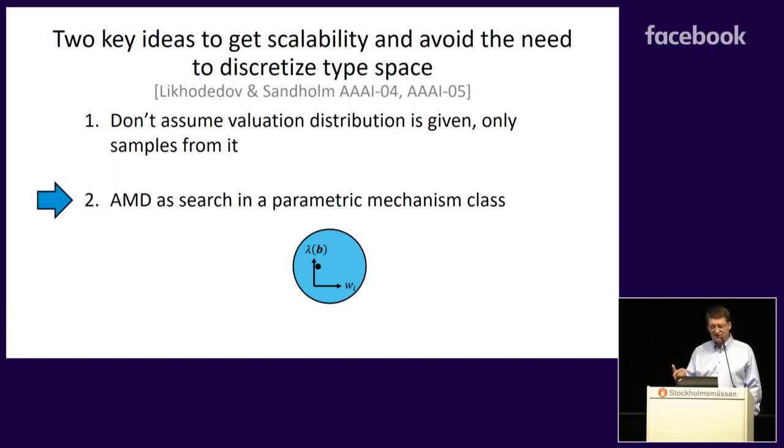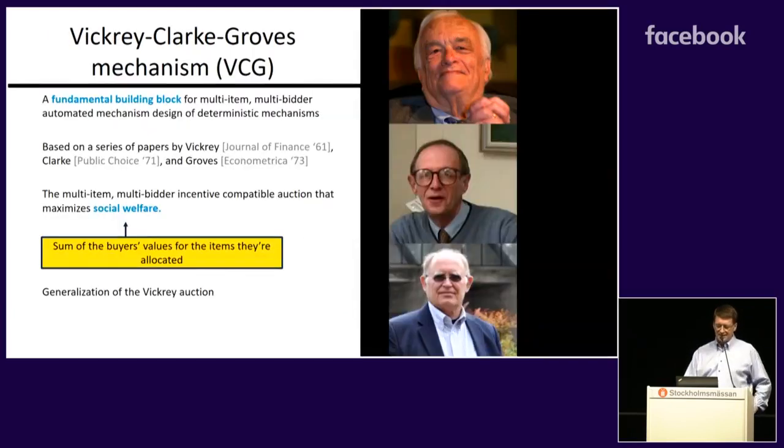Now the other side is on the optimization side. Instead of trying to optimize from scratch in this table-based representation, let's do automated mechanism design as a search in a parametric mechanism class. And I'm going to start from the first things we did, and then we'll talk about some more advanced things later, like how do we decide what kind of mechanism class we can afford to use given a finite set of samples. But the mechanism class that I'm going to talk about is probably the most famous auction class in the auction literature. We're going to start from that, and then we're going to transform it to something better, higher revenue. This is called the Vickrey-Clarke-Groves mechanism, or VCG.